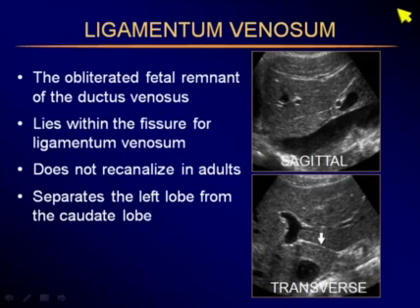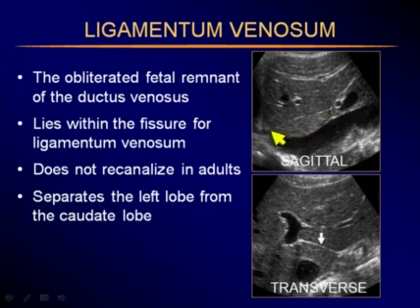So while I mentioned fetal remnants, I'll mention the ligamentum venosum. Ligamentum venosum is the obliterated fetal remnant of the ductus venosus. The ductus venosus carried blood out of the liver. In the fetal circulation, blood entered the liver, but there was no reason to stay in the liver, so there's a ductus venosus that right away carries the blood out towards the inferior vena cava and towards the fetal heart. That ductus collapses once the fetus is born, and it lies within the fissure for ligamentum venosum.